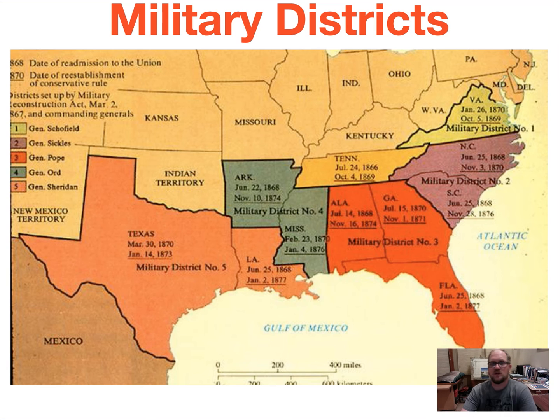And there's how the military districts go and the dates of them coming back into the Union. As you see, Tennessee is going to be the first one back into the Union, just a year.